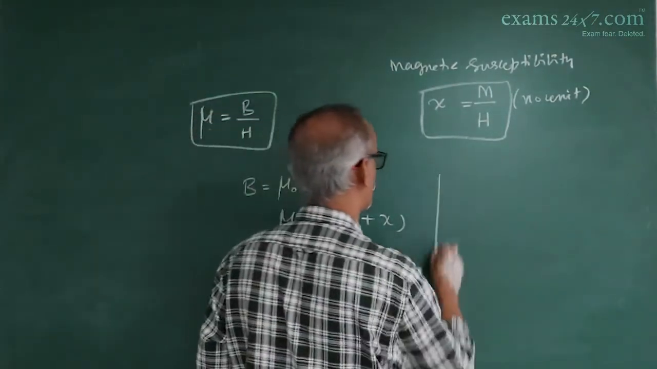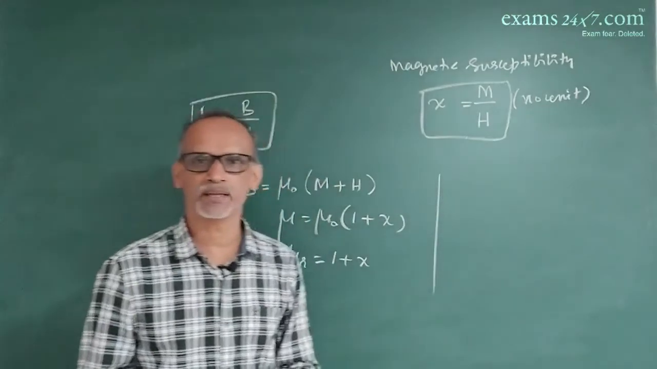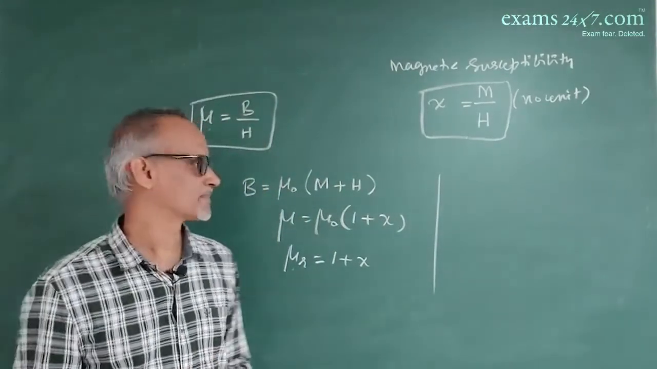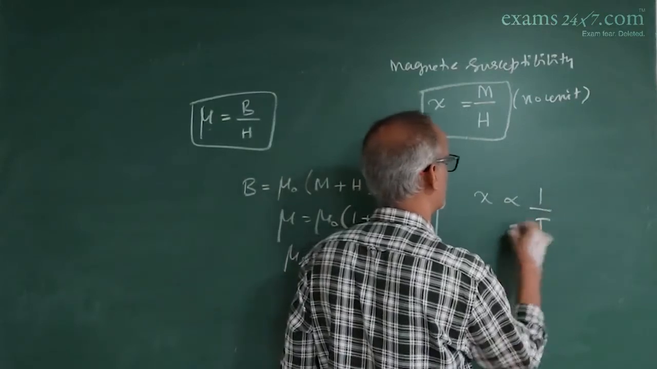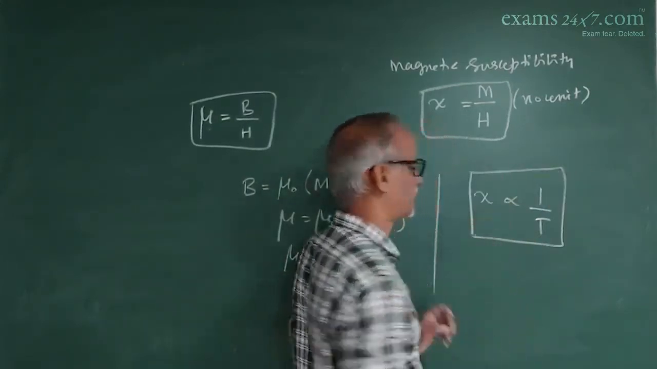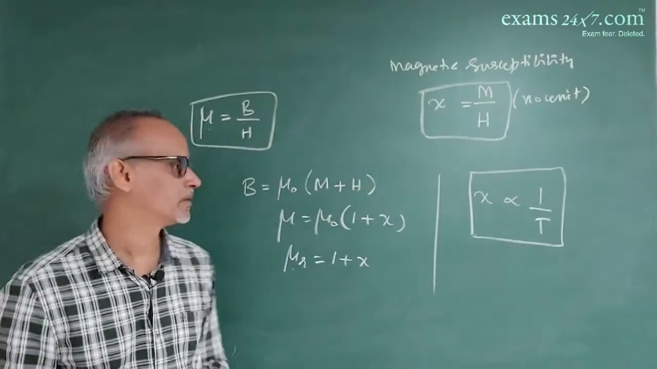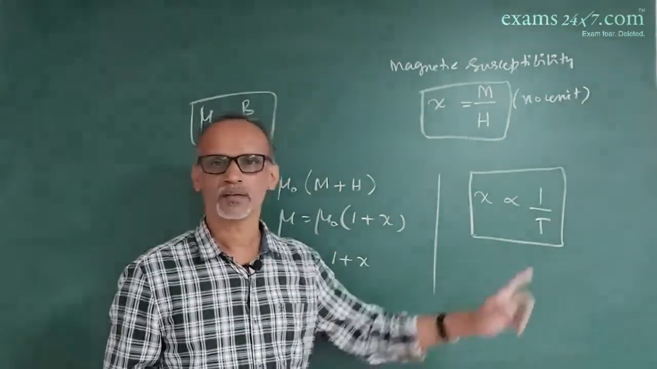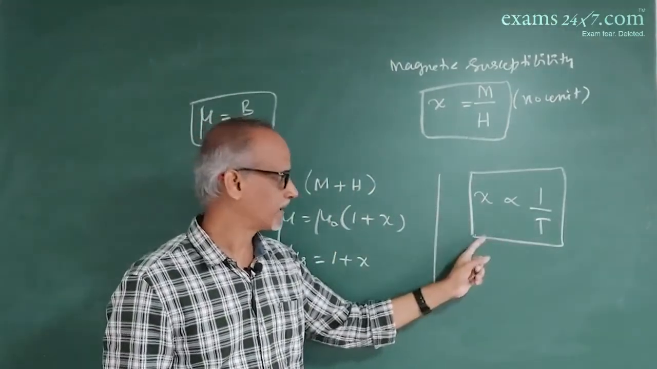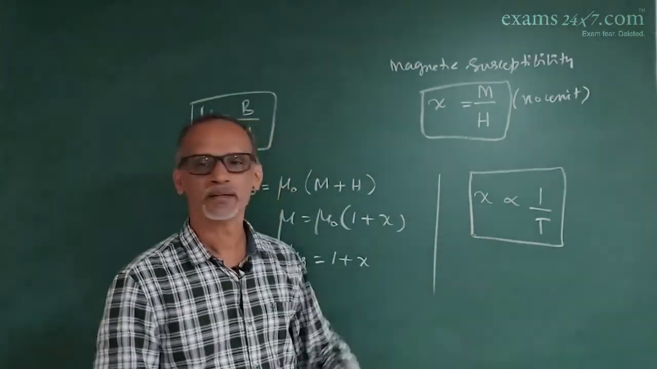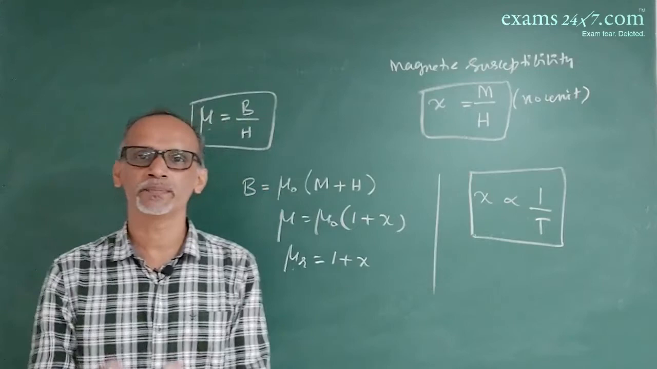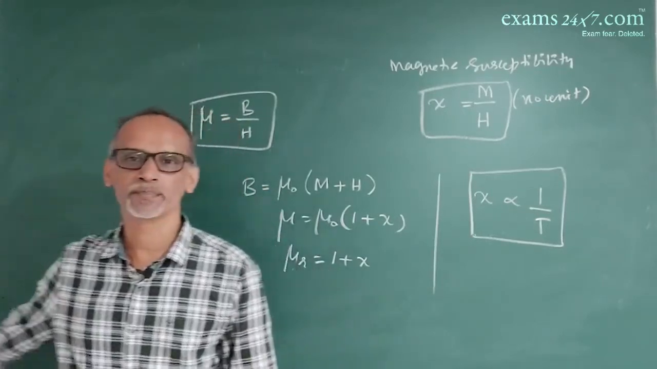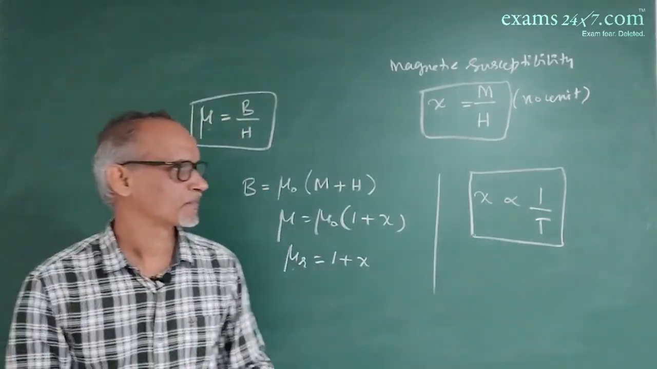And one of the laws which is applicable to paramagnetic substance is that susceptibility is inversely proportional to the absolute temperature, and this particular law is called Curie's Law, and it's exclusively applicable for paramagnetic substance only, because in the case of diamagnetic substance, susceptibility is independent of the temperature, it doesn't depend on the temperature.